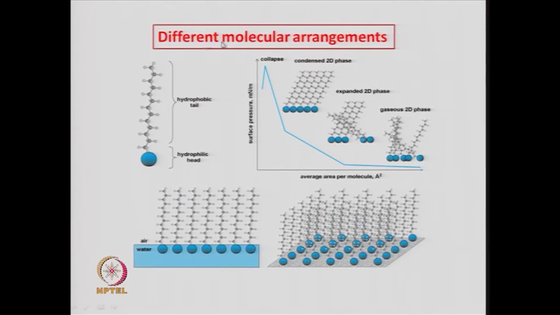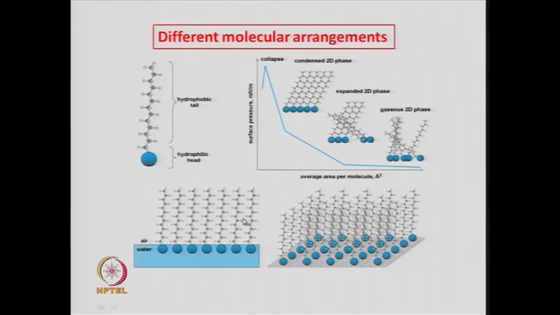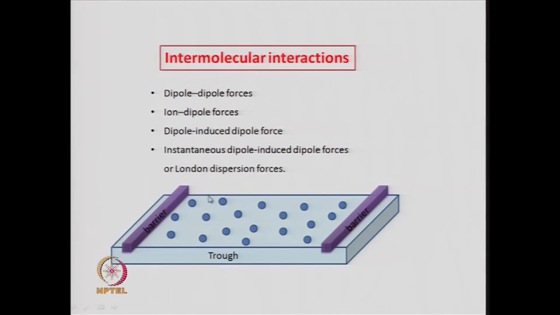Now, you can have different types of molecular arrangements when you are making the film. So, the barriers are at a distance. The average area per molecule is very large when the two barriers are far off. So, when the two barriers are very far off, then the number of molecules per unit area is very less, and the surface pressure when the barriers are very far apart is very less.